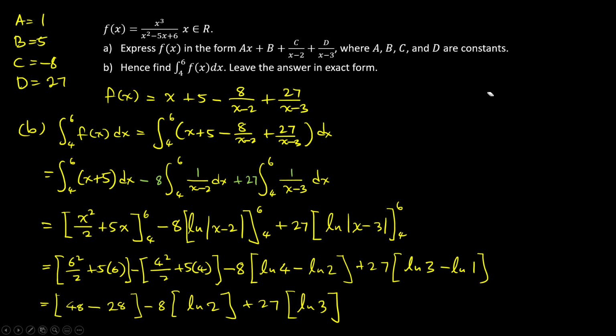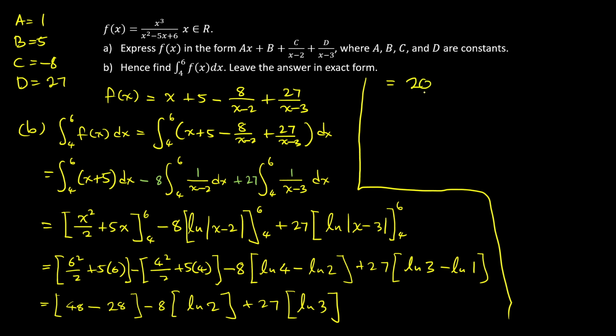I'm going to draw some weird looking line here to separate it. 48 minus 28, that is 20. Minus 8 natural log 2 plus 27 natural log 3. Is that the last thing? Is that the final, most simplified answer? I think so, yeah. So that's the whole answer for this question.